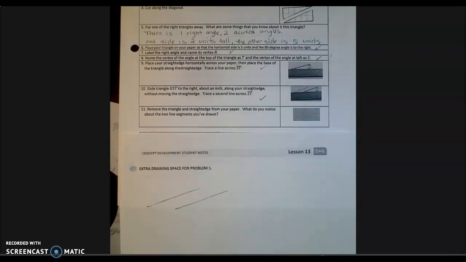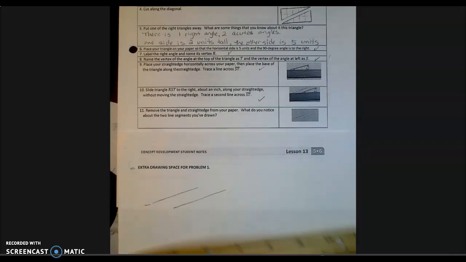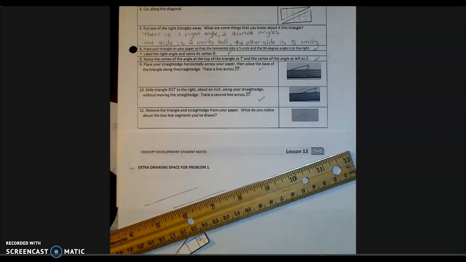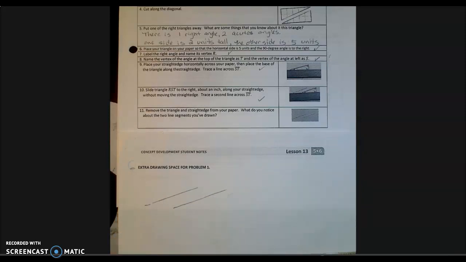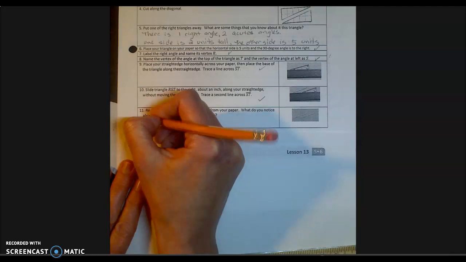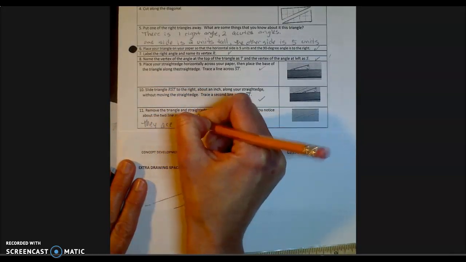What do you notice about the 2 line segments you've drawn? Mrs. Delahunt, what do you notice? Well, if I were to put my straight edge along them and trace them even longer, I notice that they will never ever intersect, and lines that don't intersect are parallel. Awesome. So they are parallel.